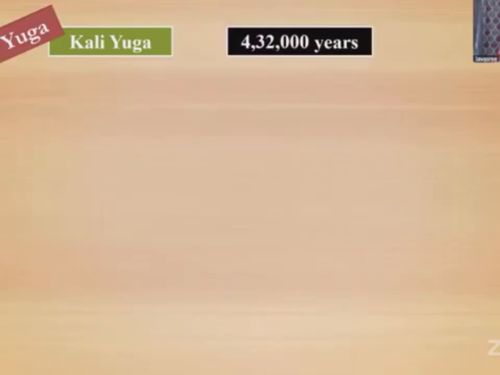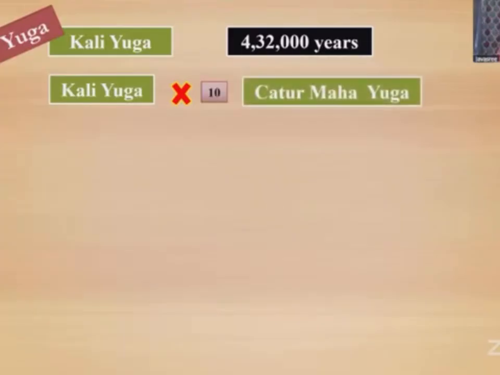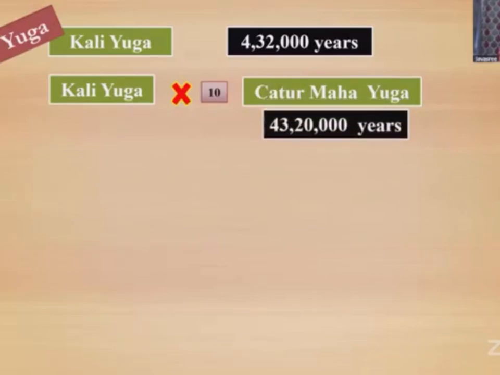Here, for Kaliyuga, the basic is the solar year. I told you, the 360 days of the solar year. So like that, there will be 4,32,000 years. And 10 times that Kaliyuga is one Chatur Mahayuga. This is the basic calculation of this particular yuga. That is equal to 43,20,000 years.